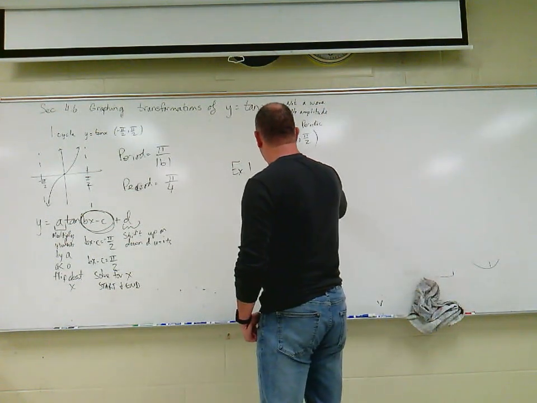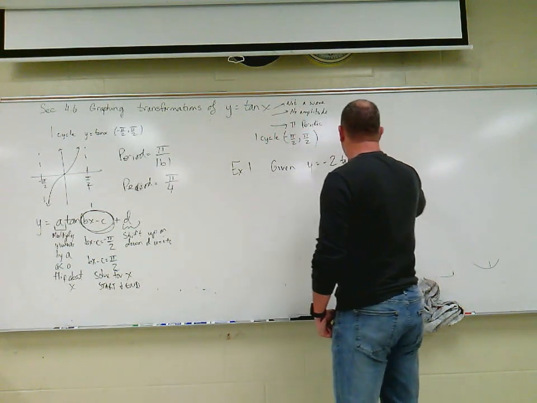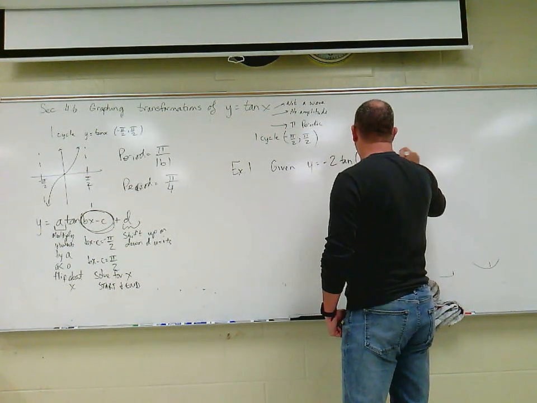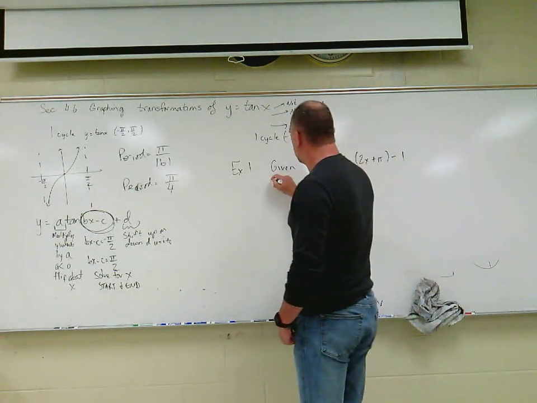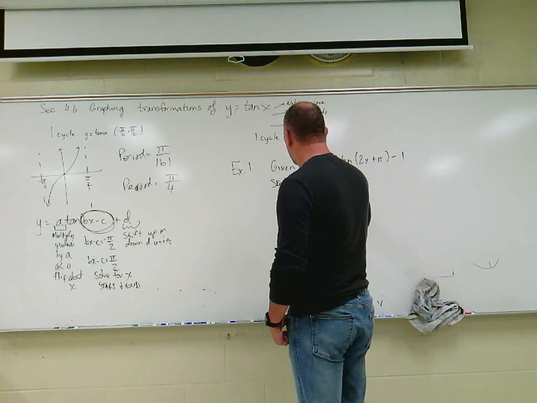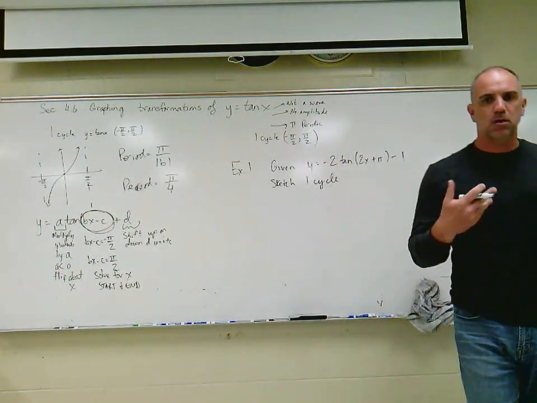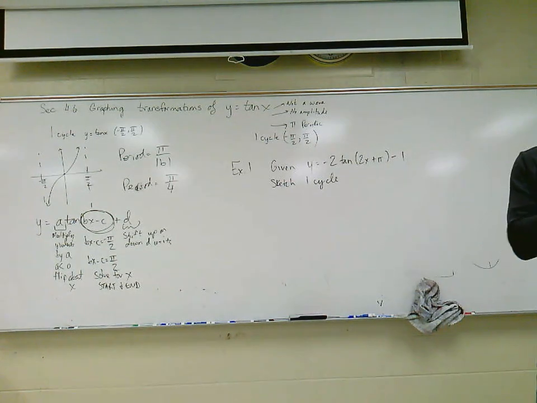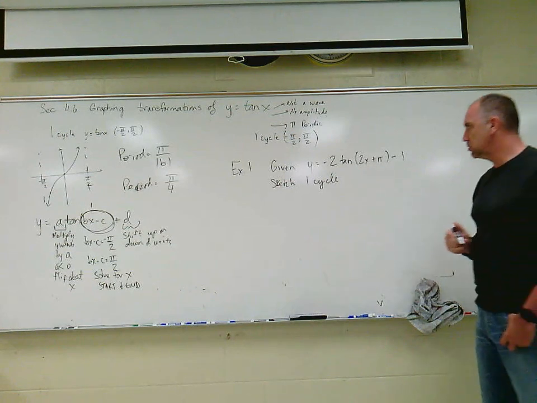So given y equals negative 2 tan 2x plus pi minus 1. So now we have a little bit of everything. All right, we're going to sketch one cycle. Now, you're welcome to use your calculator, but you're going to see on your calculator it's very hard to see where that one cycle is, very hard to find the asymptotes and so on.